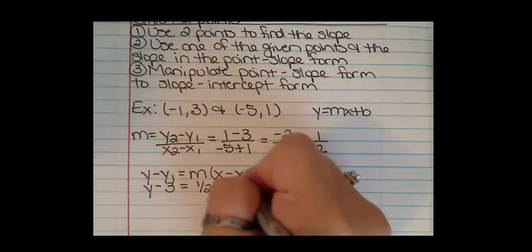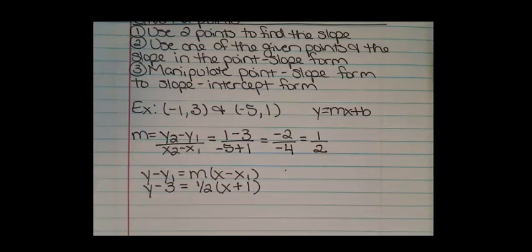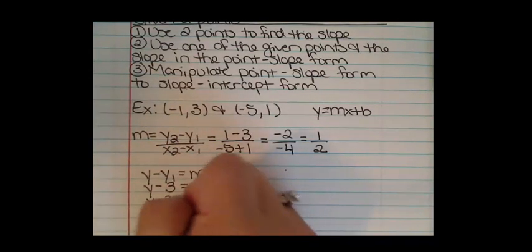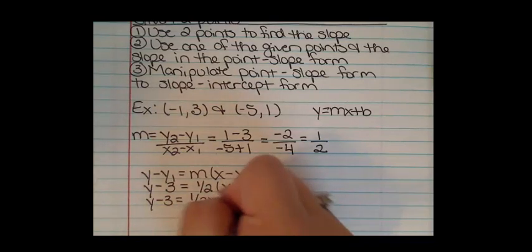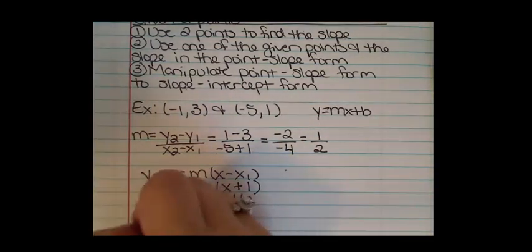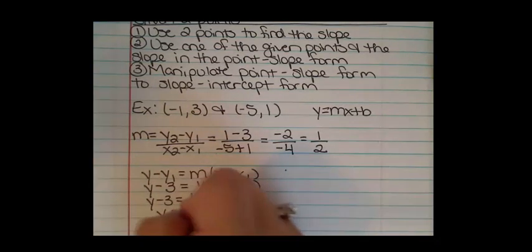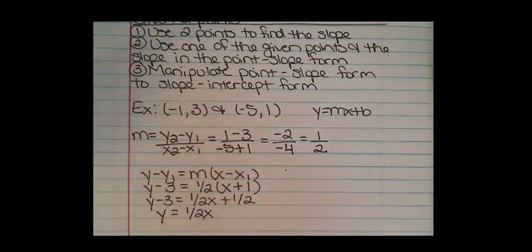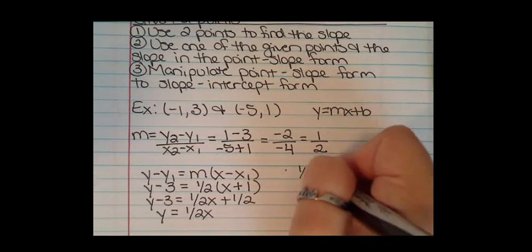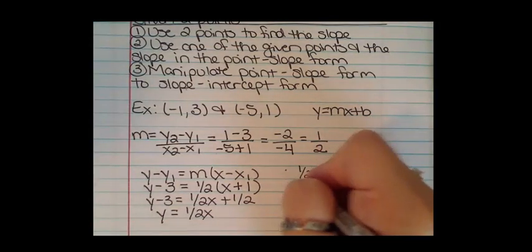I need to distribute in my 1/2, so it'll be 1/2 x plus 1/2. I need to add 3 to both sides. So y equals 1/2 x. And then over here, if you want to remember, we have 1/2 plus 3. That'd be 1/2 plus 6/2, which would be 7 over 2.